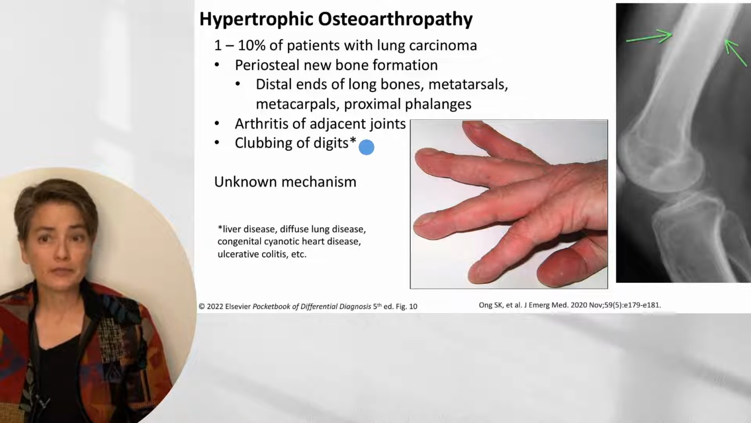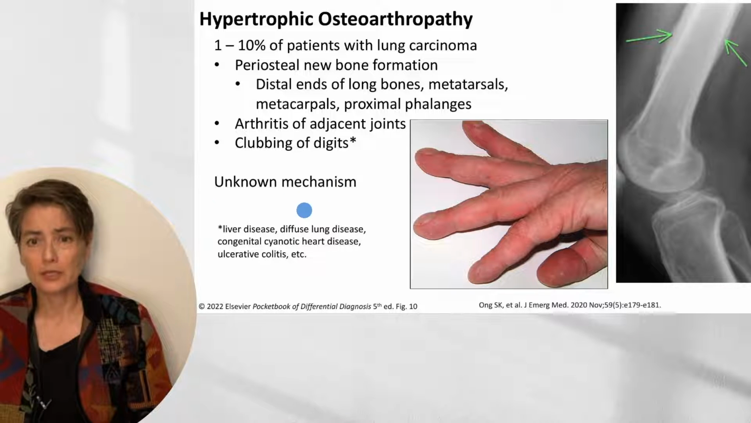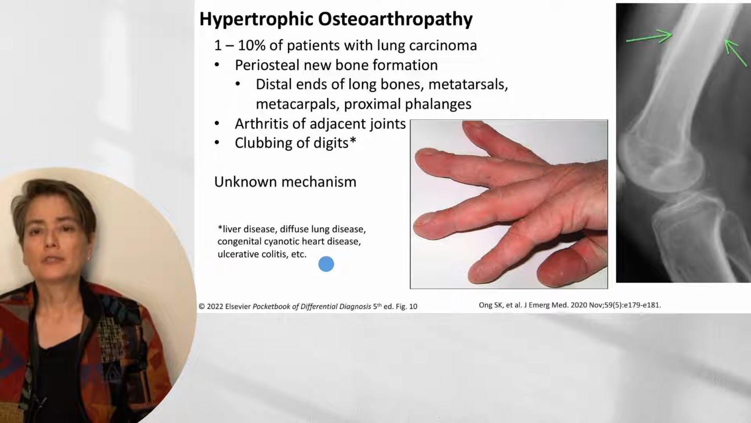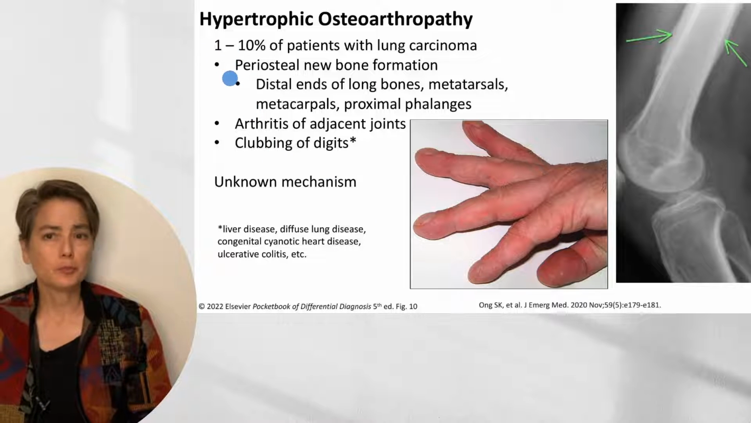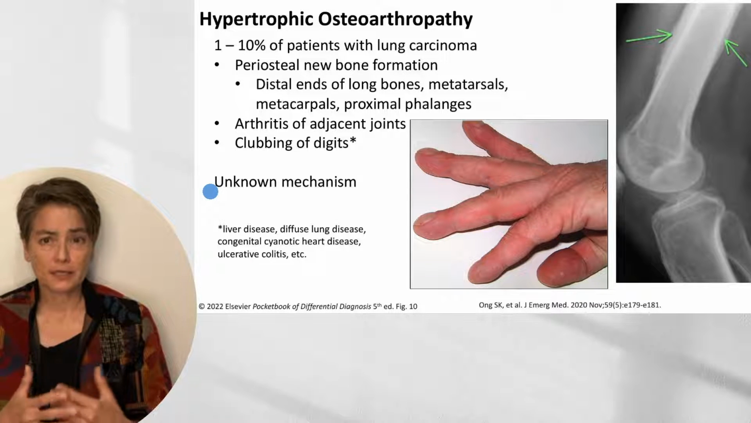Now, this is very characteristic of hypertrophic osteoarthropathy. By contrast, clubbing of the digits, which you can see an example of here, where you tend to have this bulbous sort of appearance of the distal digits and this convexity of the nail, can be seen in many different entities. So liver disease, diffuse lung disease, congenital cyanotic heart disease. This image is also shown in one of those videos, ulcerative colitis, and more. So the periosteal new bone formation is much more specific. This can have a variety of different causes, and we don't know the mechanism for this. So these are just some of the paraneoplastic syndromes that I thought warranted a little bit more discussion.